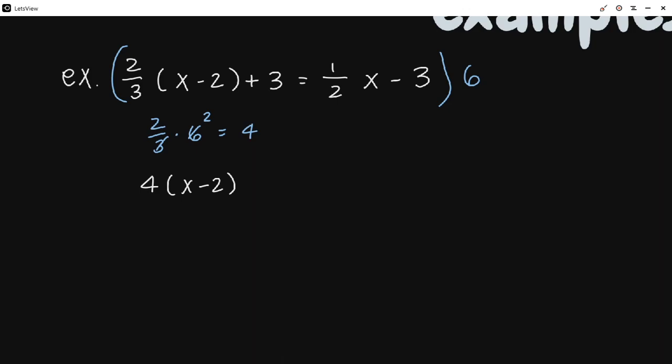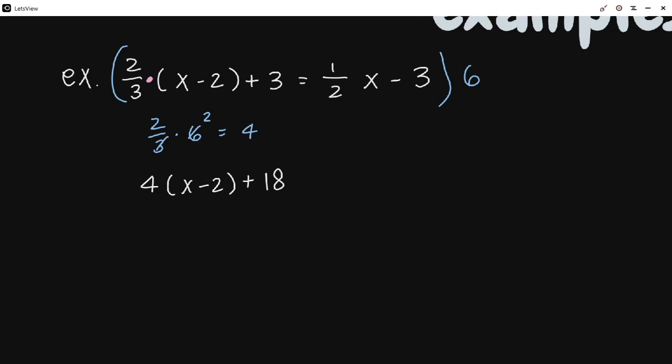Now we have to multiply the 3 by the 6, so that would be 18. If it helps, you're basically multiplying each term by the 6. Since there's no plus or minus in between here, it's multiplying, so we only multiply it once. It'll be 6 times this, 6 times 3, 6 times the 1/2 x, and 6 times negative 3. Sorry, that was really ugly.